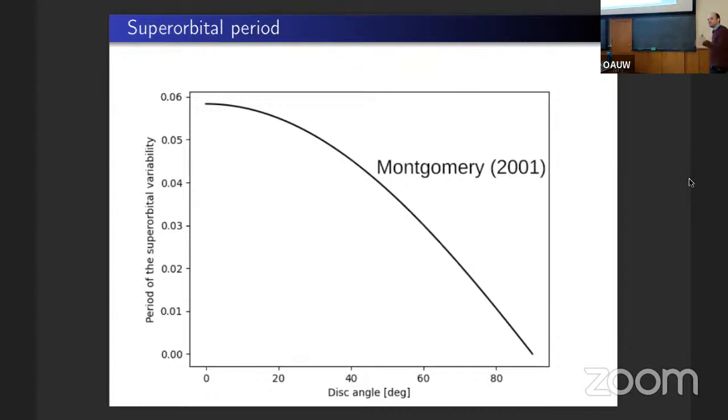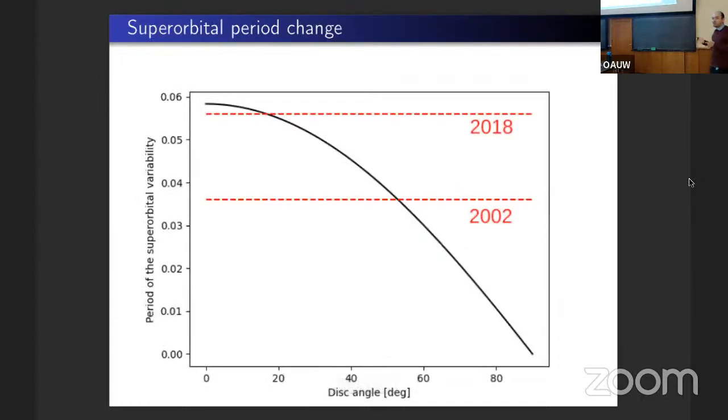What is particularly interesting about IQman is that we showed that this period changed from 2002 to 2018. It changed dramatically, which would indicate that the accretion disk angle out of the orbital plane changed with time. So this is the prediction made by Montgomery. And I particularly hate this prediction because you can see that in 2002 it indicates that the disk is 50 degrees outside of the orbital plane. And this I cannot believe.